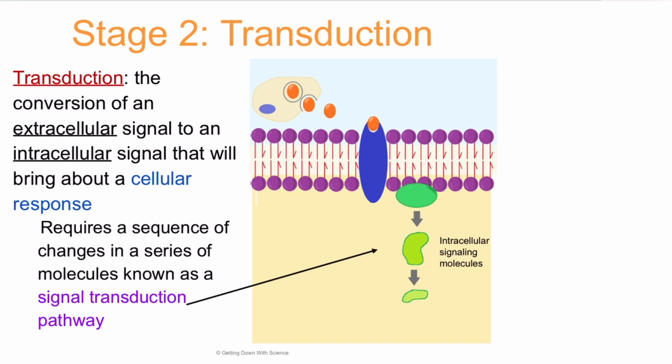Stage 2, like we know, is transduction. This is whenever you have an extracellular signal and it's being converted to an intracellular signal that can bring about a response. This is going to require a sequence of changes known as a signal transduction pathway. You're not going to have to know the names of these specific changes of the molecules, but you just need to know that this is a signal transduction pathway.